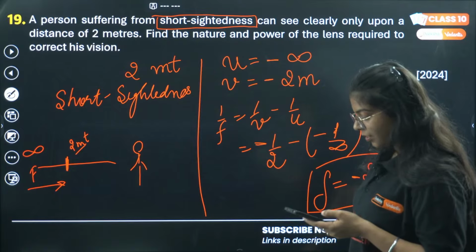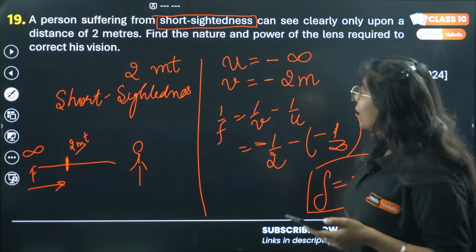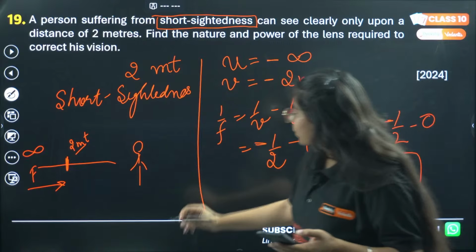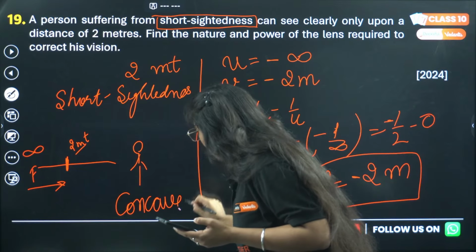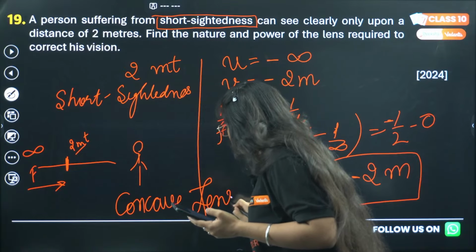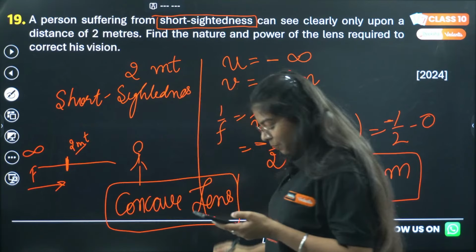Okay, sure. So the focal length is minus. For minus focal length, we use concave lenses. Concave lens as well as concave mirror has minus focal length.